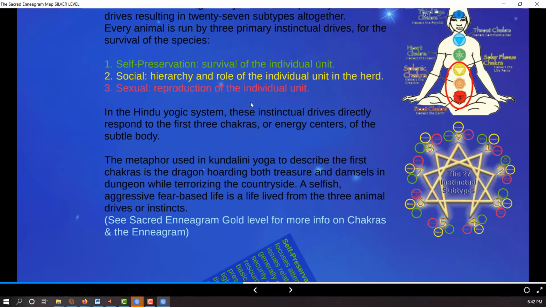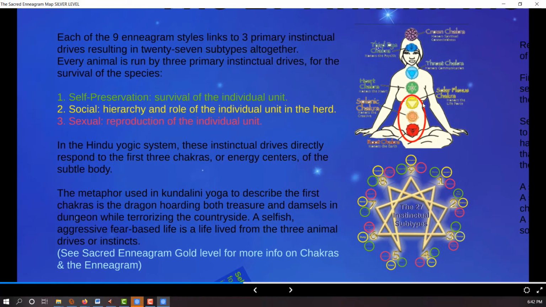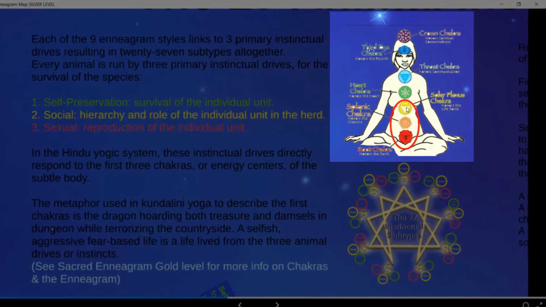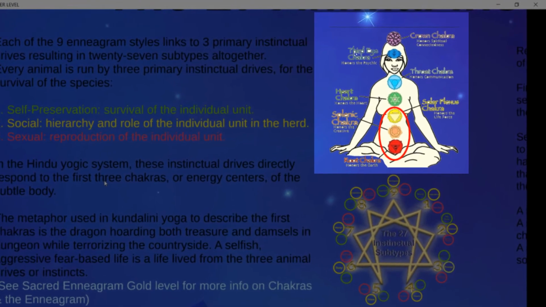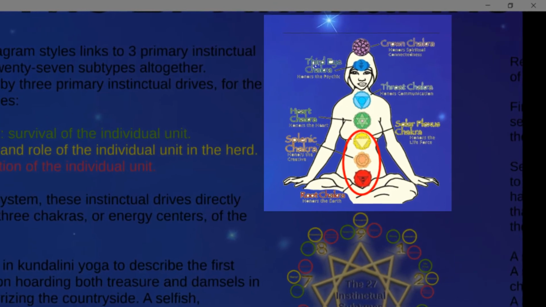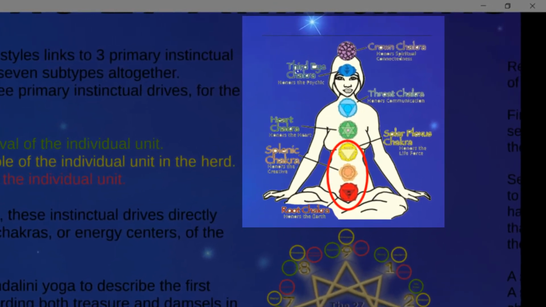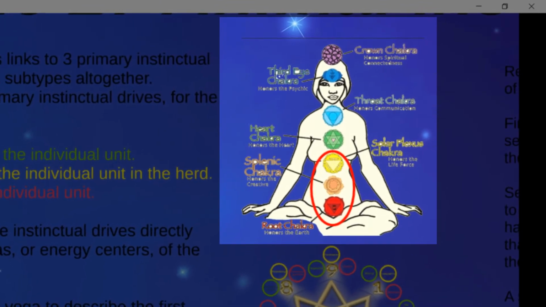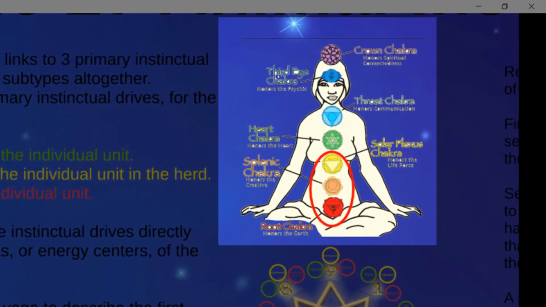In Hindu yogic systems, these instinctual drives directly correspond to the first 3 chakras or energy centers of the subtle body. So over here I have a circle outlining the first 3 chakras. The metaphor used in Kundalini Yoga to describe the first chakras is the dragon holding both treasure and damsels in a dungeon while terrorizing the countryside. A selfish, aggressive, fear-based life is a life lived from the 3 animal drives or instincts.